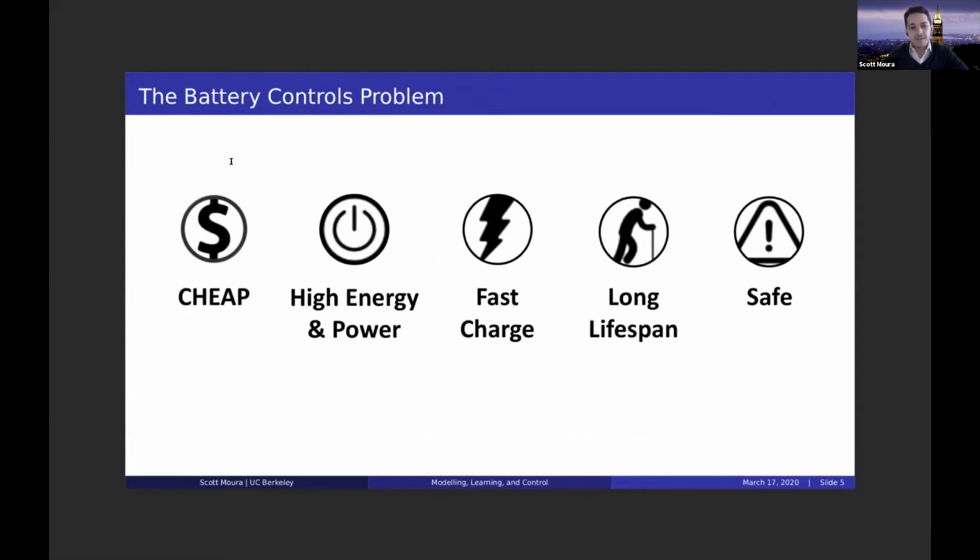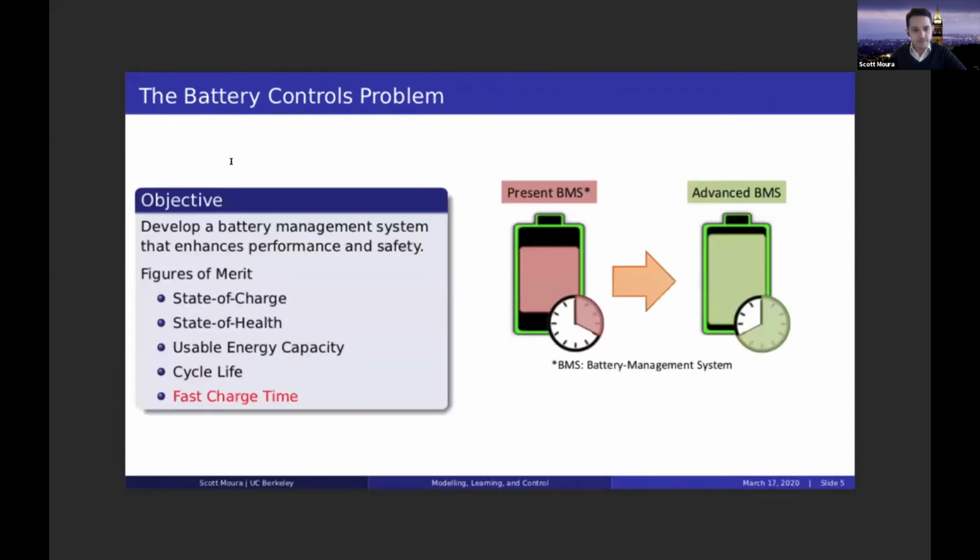So the battery controls problem is essentially we want them to be cheaper, higher energy and power density, charge faster, have a longer lifespan, and safer. And in particular, this is often the role of a battery management system. So some figures of merit in a battery management system are going to be the state of charge, the state of health. We also want to estimate and extend the usable energy capacity, extend the cycle life. And today, I'm really going to talk about and highlight our work on fast charge times. How do we improve this particular metric?